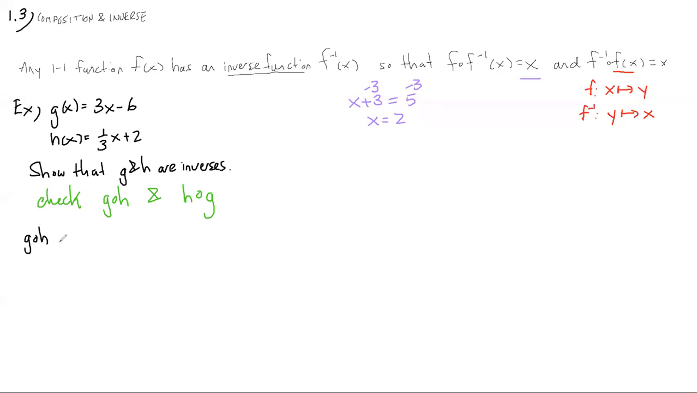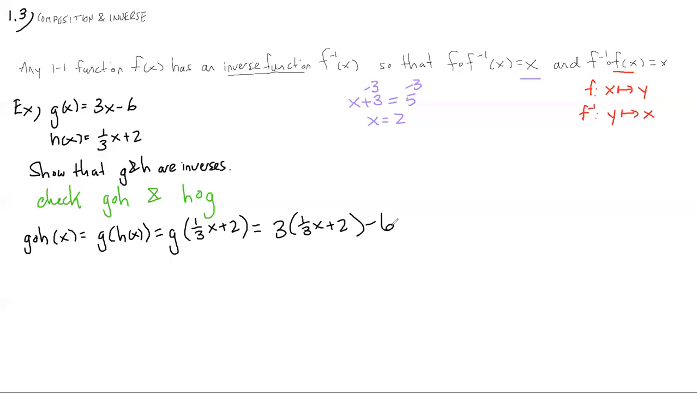So g composed with h of x is g of h of x, which is g of 1/3 x plus 2. I'm going to plug that into my g. So that would be 3 times 1/3 x plus 2, minus 6. I'm going to distribute the 3 through. So 3 times 1/3 is 1, so x, plus 6 minus 6. And so we just get x. That's exactly what we want for that output.